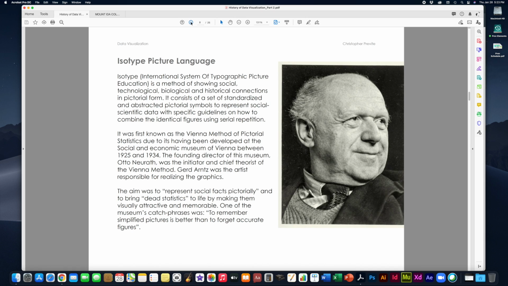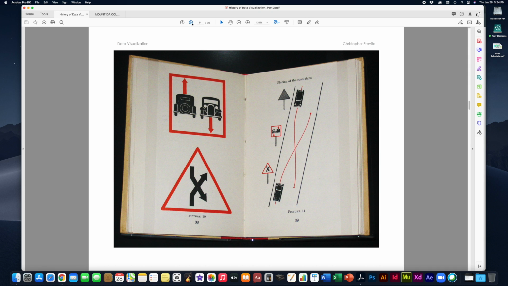So his goal, as stated, was to represent social facts pictorially and numerically, and so to bring sort of dead statistics to life by making them visually attractive and memorable. Now that statement sounds a lot like the purpose of data visualization, doesn't it? And so he really took the pie chart and the bar graph idea and pushed it much further with these visual representations. The museum's catchphrase was, "To remember simplified pictures is better than to forget accurate figures." And it's a really interesting point. So let's take a look at it. And so here are some pages from the book that they developed.